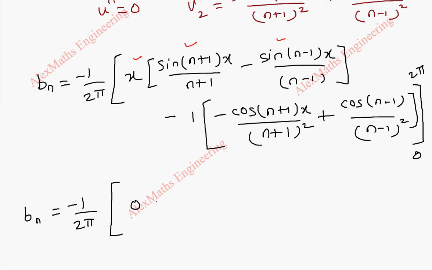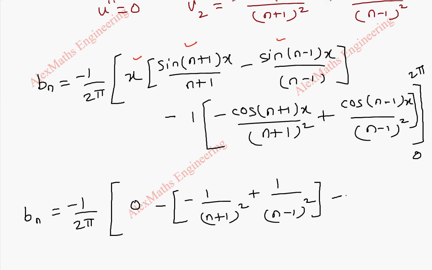Here, when I put 2 pi, minus of cos (n plus 1) 2 pi is 1. There is a minus sign, so minus 1 by (n plus 1) whole square. In the same way, this is 1 by (n minus 1) whole square. There is an x term here, (n minus 1) into 2 times 2 pi, so it is 1. So we completed the upper limit.